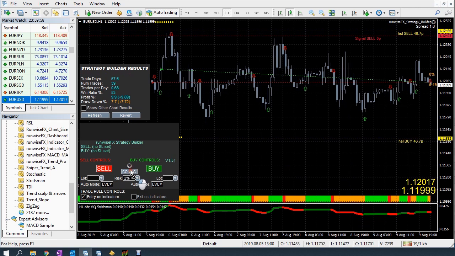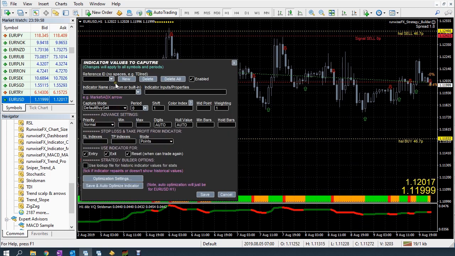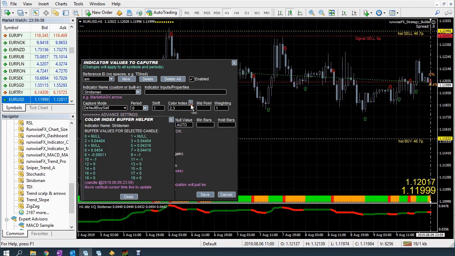So what we've got, we've created something new, in indicator values to capture. You see this little question mark next to colour index. So this is our new colour index helper. Even if you've got something like our dashboard, don't forget you could download the demo version of our EA, so you'd get this feature which puts this vertical line up, and then it scans the indicator that's configured, this Stridesman, you can see the indicator name, and it outputs all the different colour index values, so you can actually see what's going on.